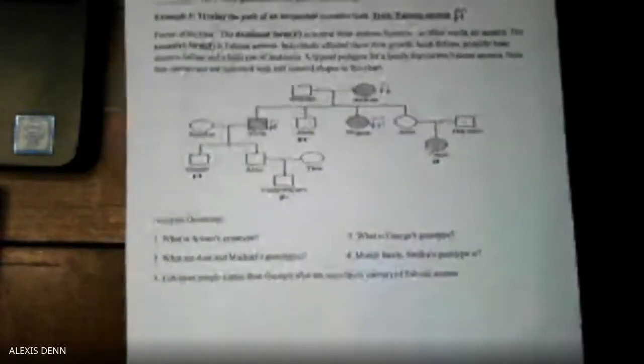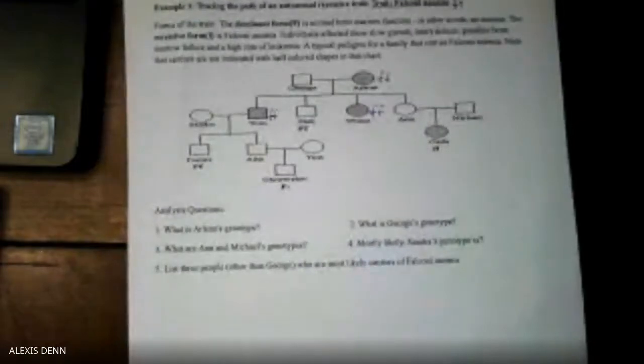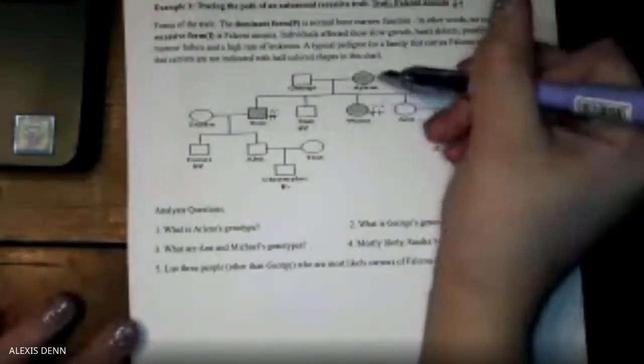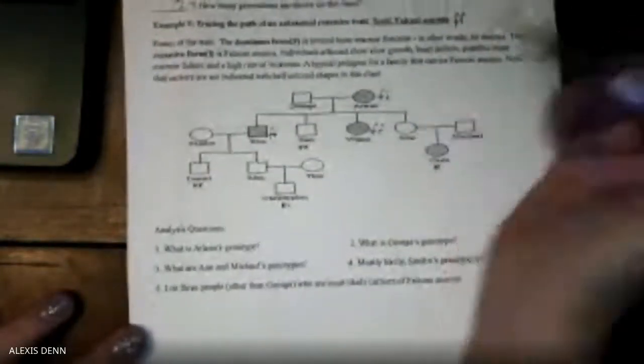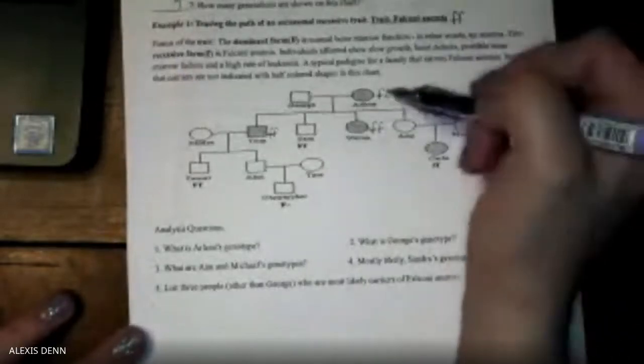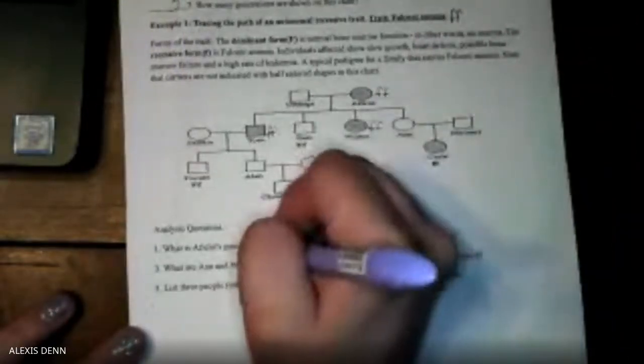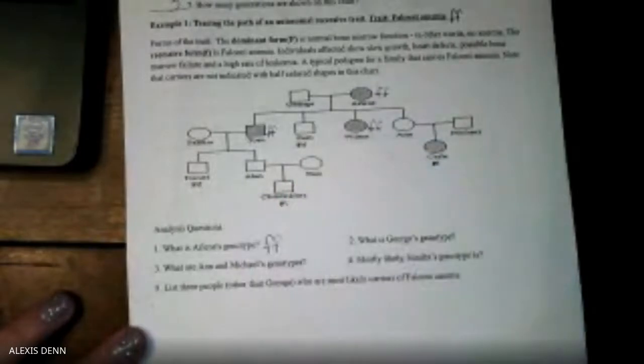So we have to answer these questions down here at the bottom based off of what's given to us in this pedigree. What is Arlene's genotype? Because she is shaded in and because this is a recessive trait, we know she has to be homozygous recessive. That would be little f, little f.